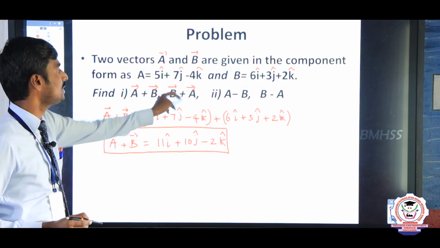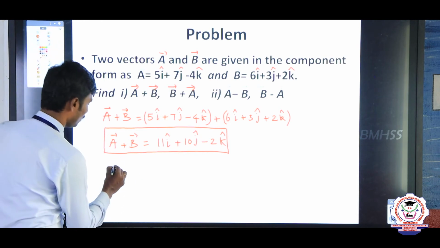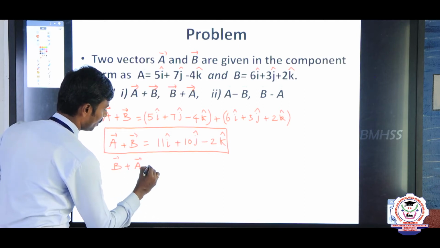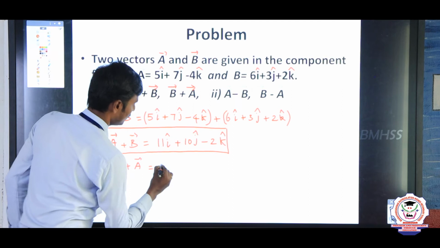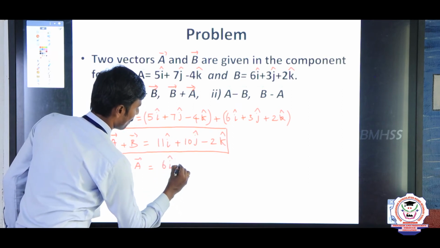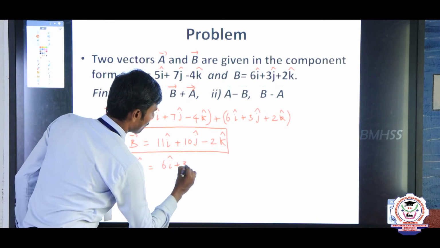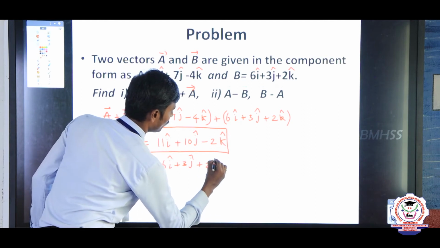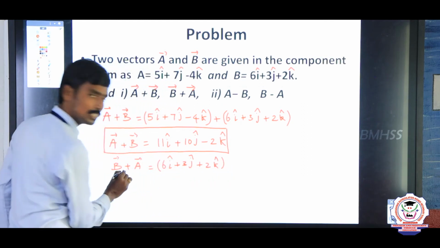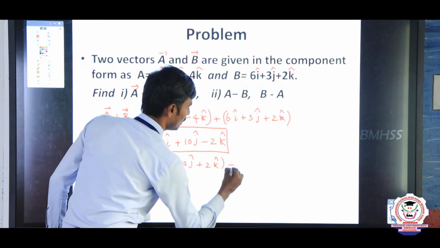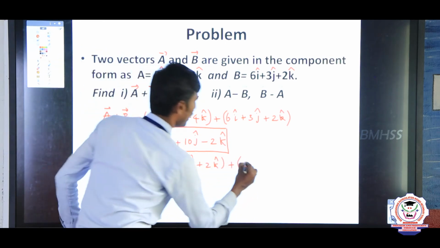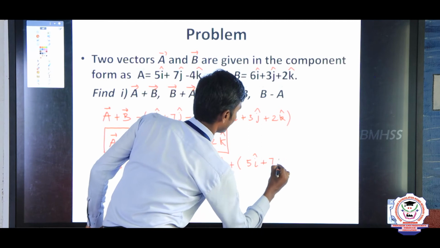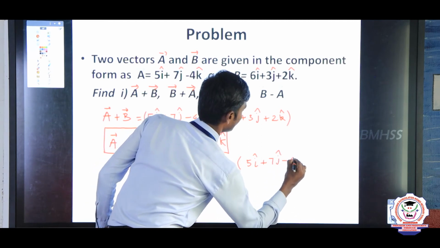The next one is B plus A, reverse order, B vector plus A vector. Okay, B vector plus A vector equal to, B vector value here 6 i cap plus 3 j cap plus 2k cap. Okay, this is the B vector. Here plus A vector, value 5 i cap plus 7 j cap minus 4k cap.